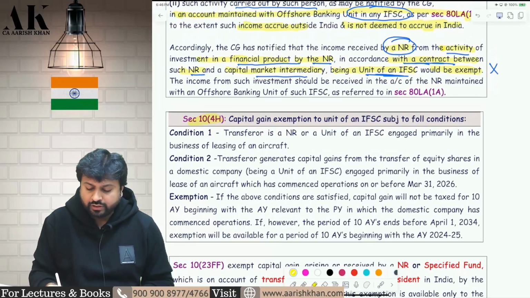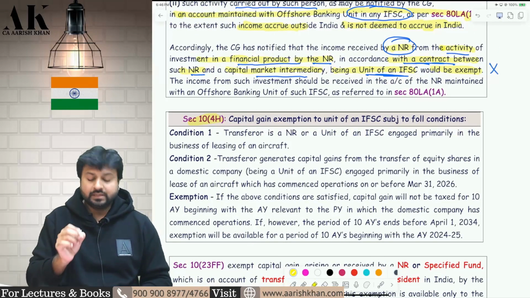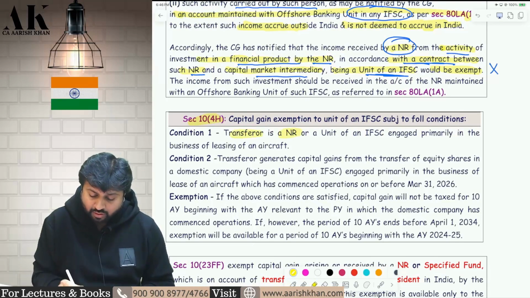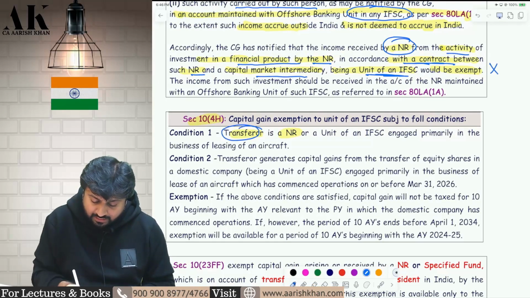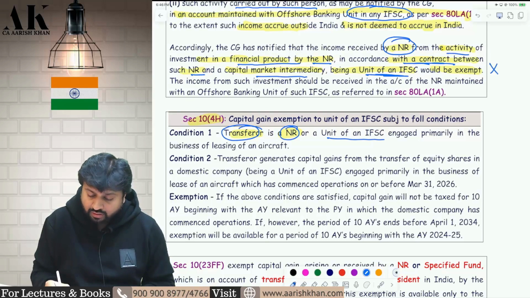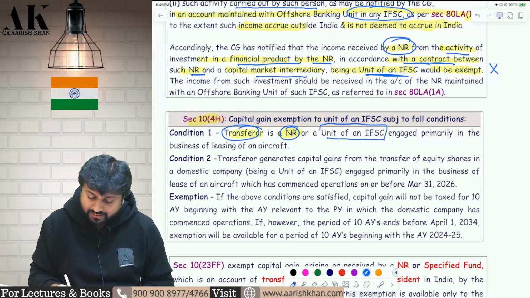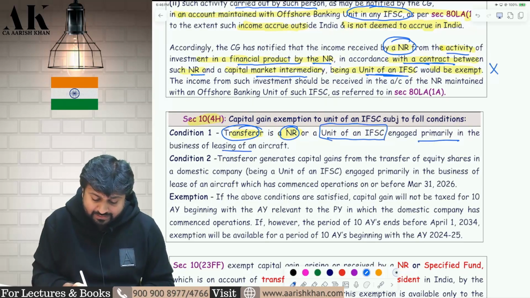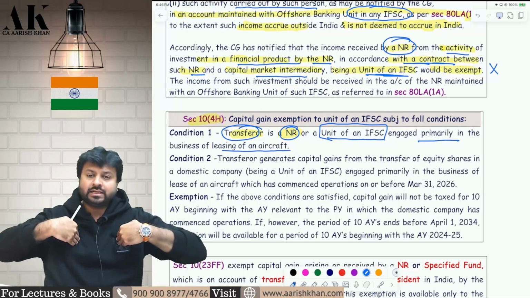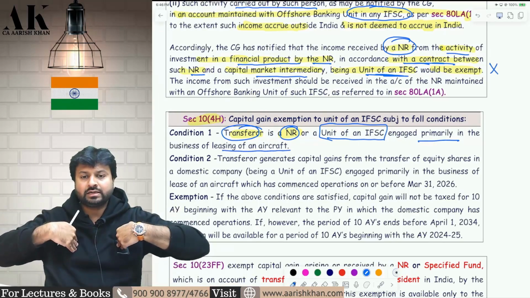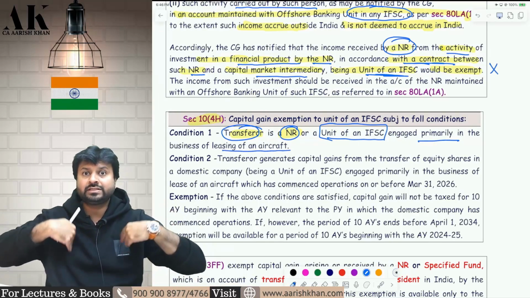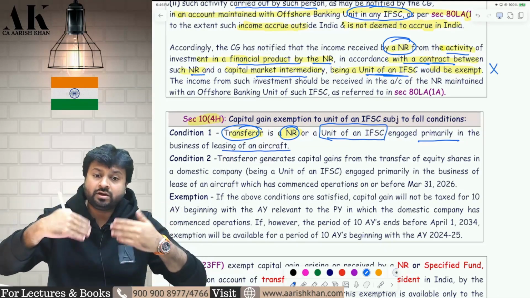Capital gain exemption to a unit of IFSC subject to the following conditions. Suppose you are a transferor and you are a non-resident, or you are a unit of IFSC. You are a unit of IFSC engaged primarily in the business of leasing of aircraft. So who is the assessee? The assessee is a non-resident or a unit of IFSC. What is the assessee doing? The assessee is engaged in leasing of aircraft.